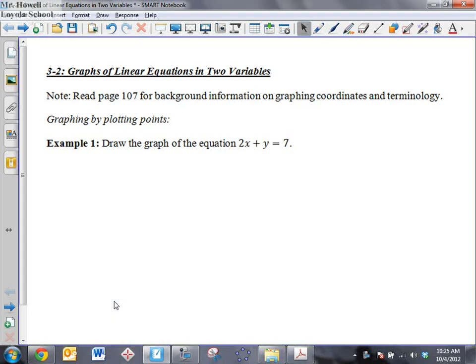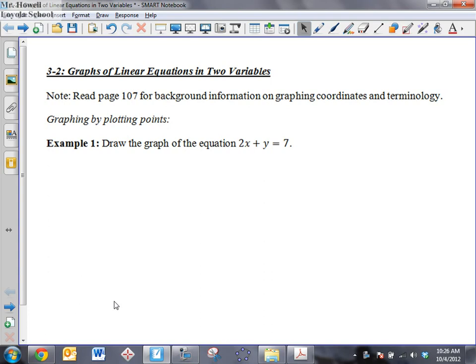Alright, so what we're gonna do today is continue from what we did yesterday, where we looked at equations or open sentences, which is what your book keeps calling it, equations with two variables. But today we're gonna look at some graphical analysis of it. We're gonna spend today and next class on graphing. So today we're gonna learn two different methods.